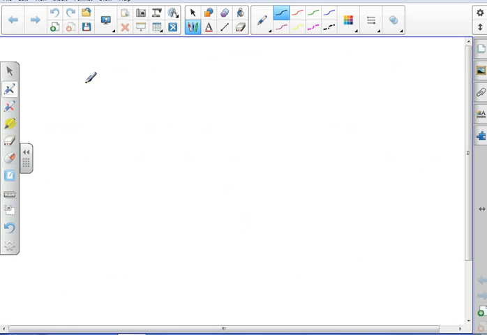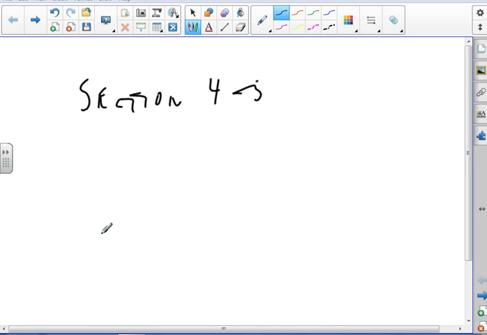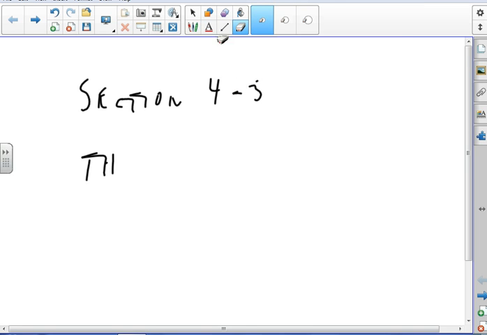Bingo. Okay, we're in section 4-5 in theorem 1. Well, that was just so professional. Why is this marking so professionally? Theorem 1.